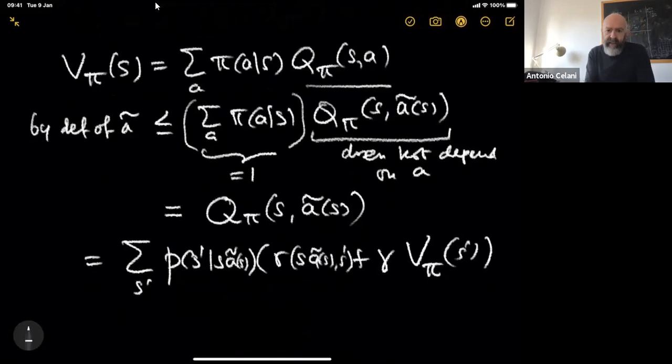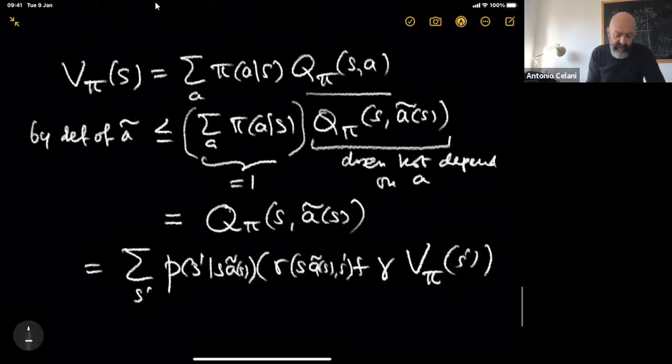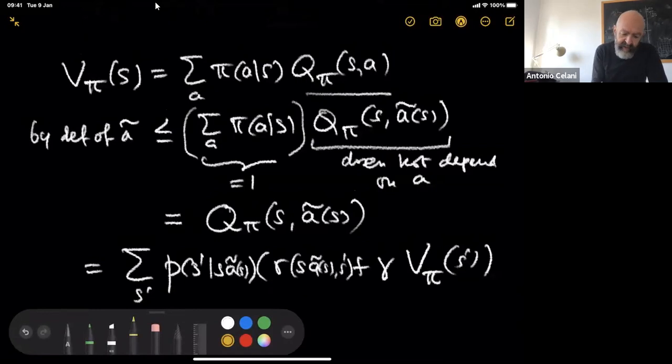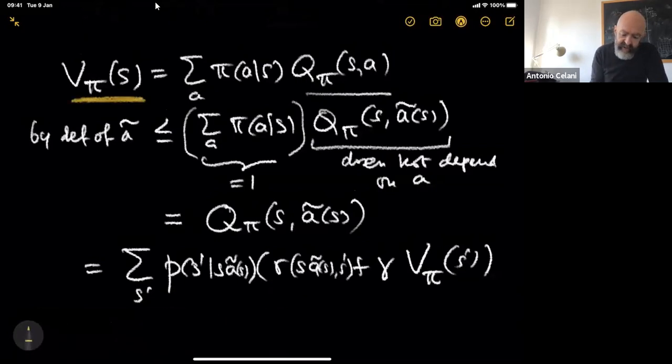Okay, so what this means is that at my current state, I'm picking the greedy action, A tilde. And then from that point on, I'm still sticking to my policy pi. Now, look at what we have here. We have our policy, and we have the same policy in a new point S prime. And these are linked by an inequality.